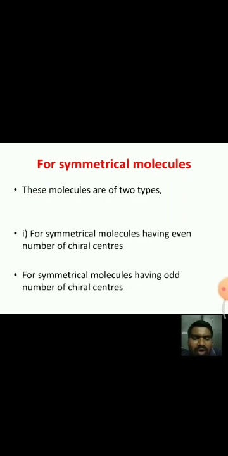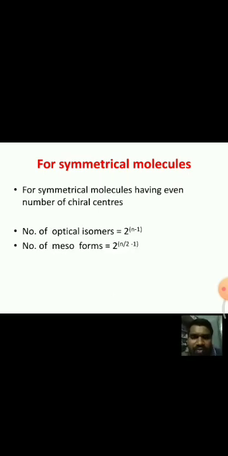Symmetrical molecules are of two types: having an even number of chiral centers and having an odd number of chiral centers. For molecules having an even number of chiral centers, the number of optical isomers is calculated by the formula 2 power n minus 1, and since the molecule is symmetrical, mesoforms are also possible. Mesoforms are calculated by the formula 2 power n by 2 minus 1. Hence, the total number of stereoisomers is the number of optical isomers plus the number of mesoforms, equal to 2 power n minus 1 plus 2 power n by 2 minus 1. This is for symmetrical molecules having an even number of chiral centers.